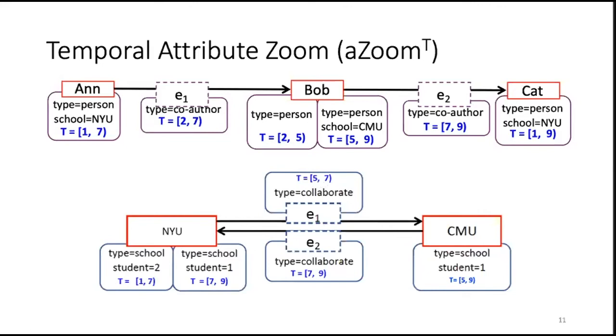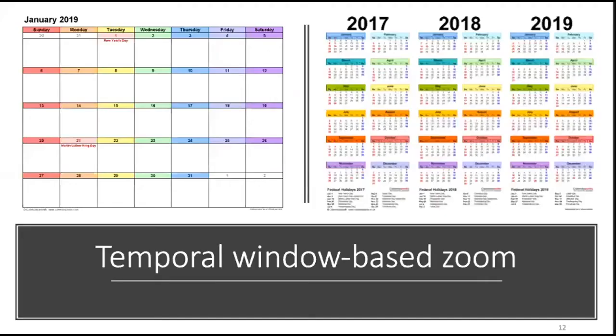In the paper, we define these operators in more detail using dataflow, which can be implemented using any system that supports those. Okay, what is a temporal window-based zoom? W-zoom is a novel operator introduced and implemented by Portal. It changes graph temporal resolution.